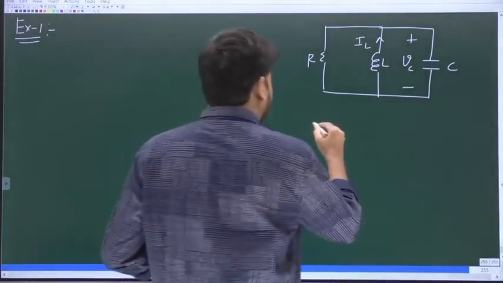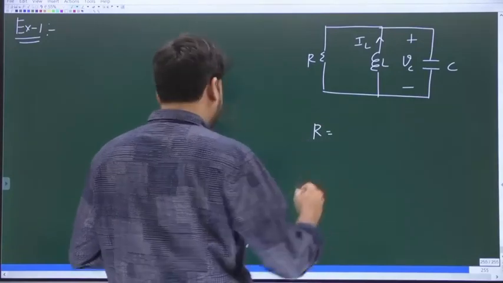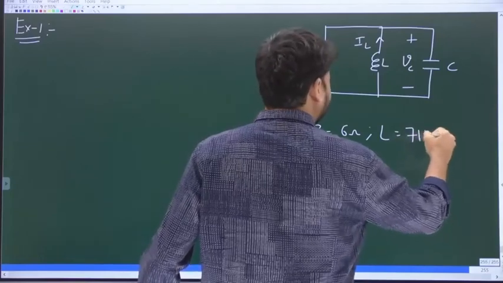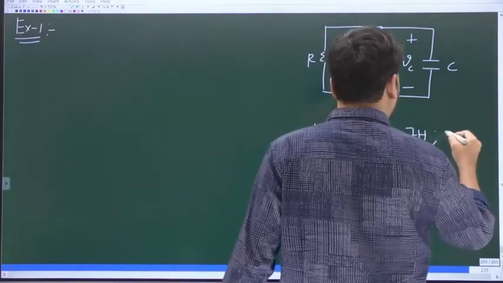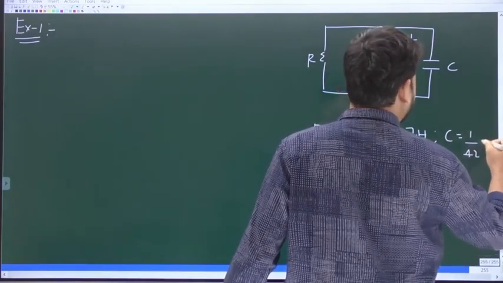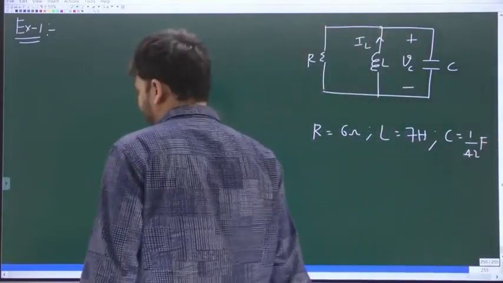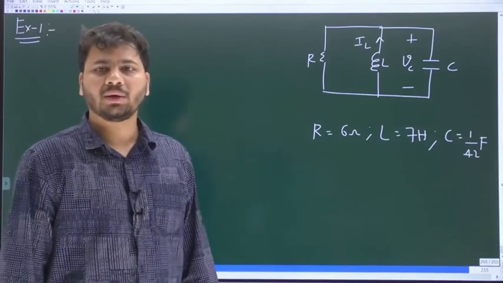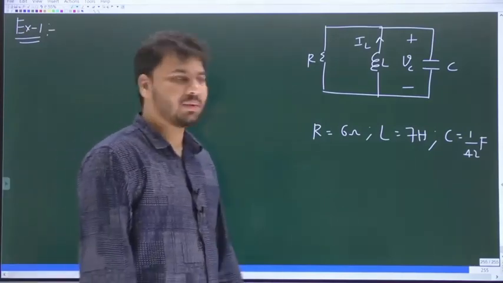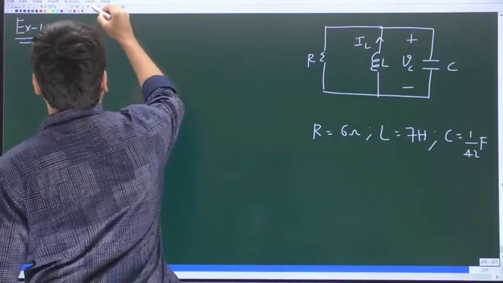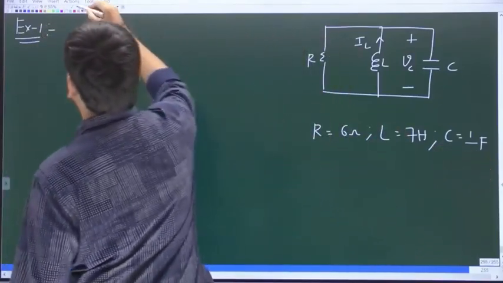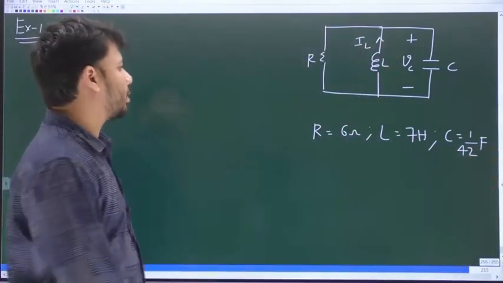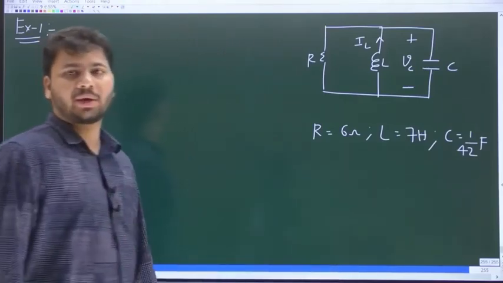Okay. And the values of R, L and C are given. R is 6 ohms. L is 7 Henry. And C is 1 by 42 farad. Okay, let me write this 42 properly. 1 by 42. And the two initial conditions are also given.